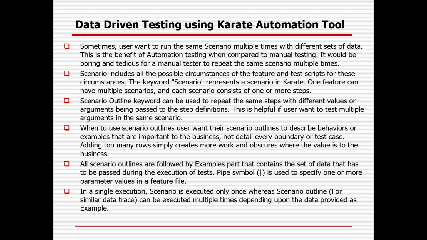So the Scenario Outline is followed by the Examples part that contains the set of data that has to be passed during the execution of the test. The pipe symbol is used to specify one or more parameter values in the feature file.